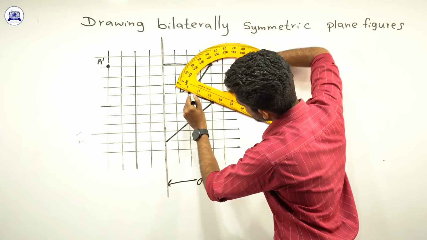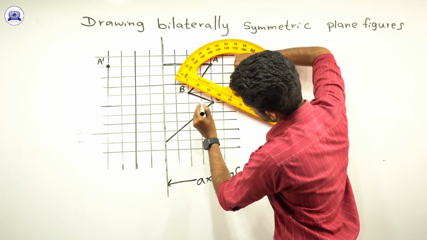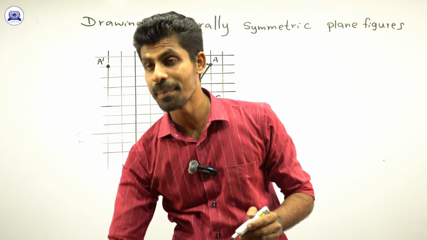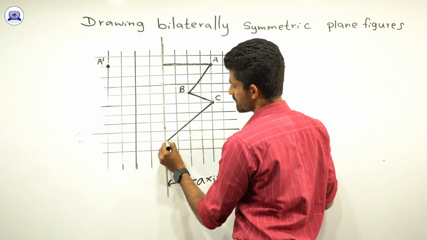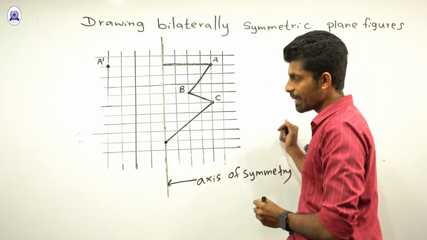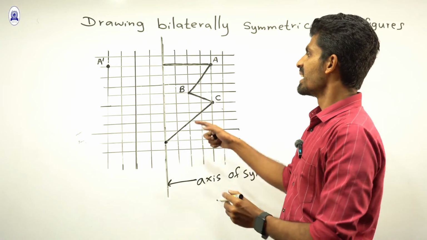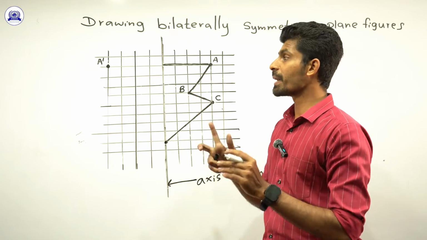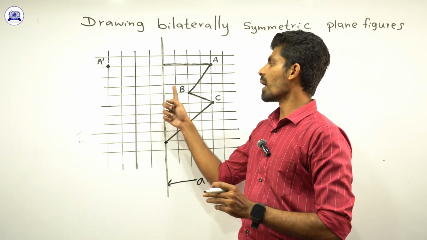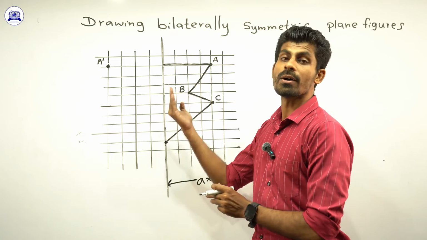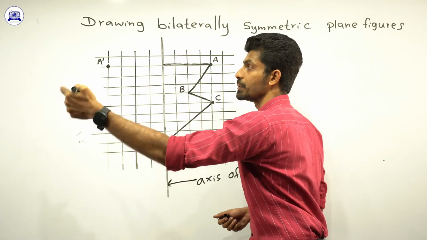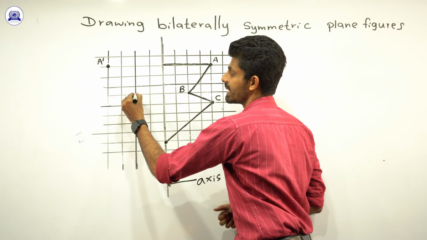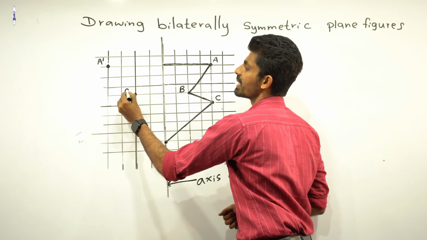Okay, likewise you can do. Very good. A, B, C, D. Now look at the point B. 1, 2 squares are there on the right side. That means 1, 2 squares, you have to mark on the left side. B dash.